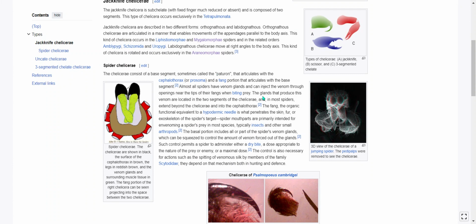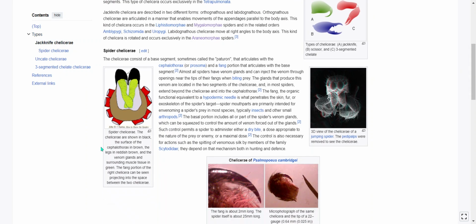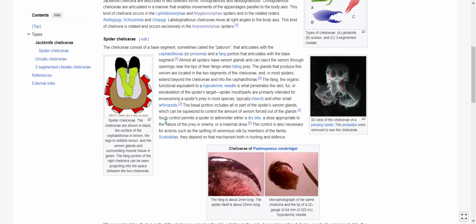Sorry, I was pronouncing it wrong again, but I'm pretty sure it's chelicerae, going by that IPA transcription. The venom glands are located in the two segments of the chelicerae and in most spiders extend beyond the chelicerae and into the cephalothorax. That is, the glands.